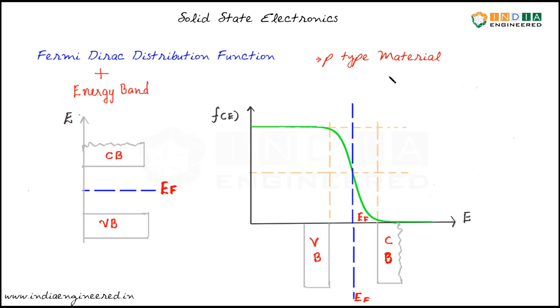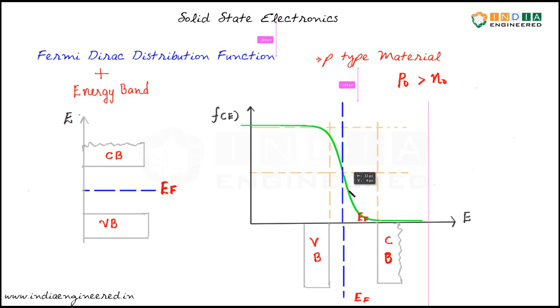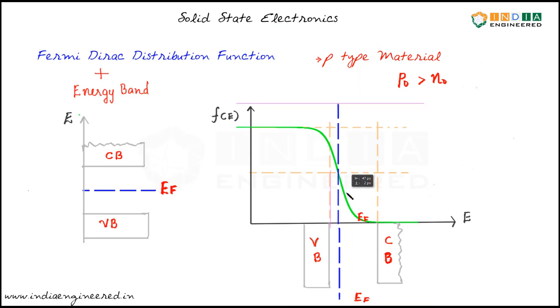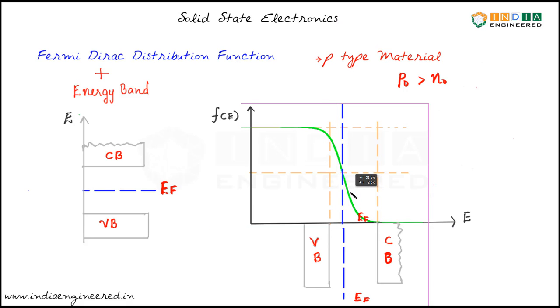In the case of p-type material, the number of holes in the valence band is greater than the number of electrons in the conduction band. That's for p-type material. So by following a similar argument that we have done for n-type material, we can say that now the Fermi level should lie closer to the valence band. So as we move the Fermi level closer and closer to the valence band, we can see that the probability of finding holes in the valence band has increased.